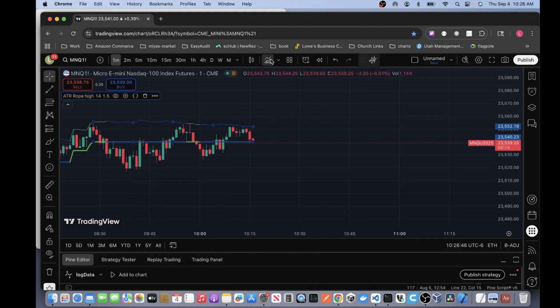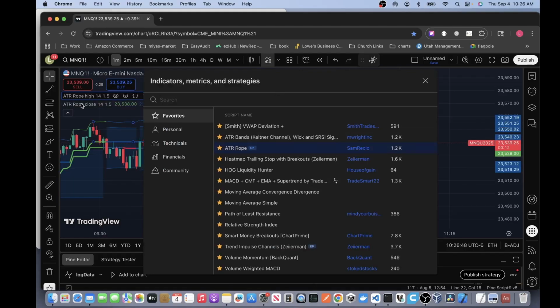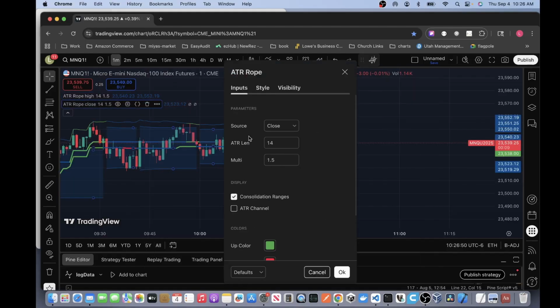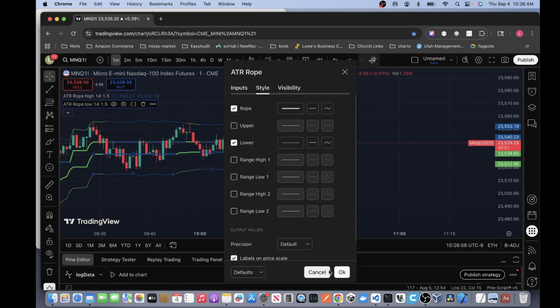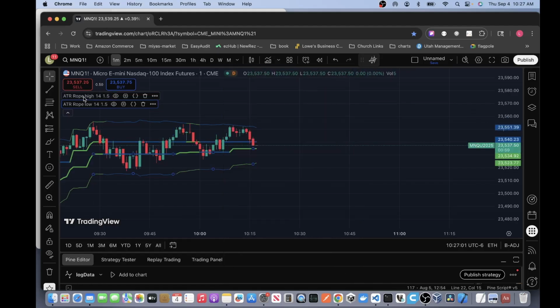And then we're actually going to pull up a second ATR rope indicator and have this one be on the low of the candles, hide the consolidation range, show the ATR channel, hide the upper line. Okay, let's go over that one more time. You have a high and you have a low.